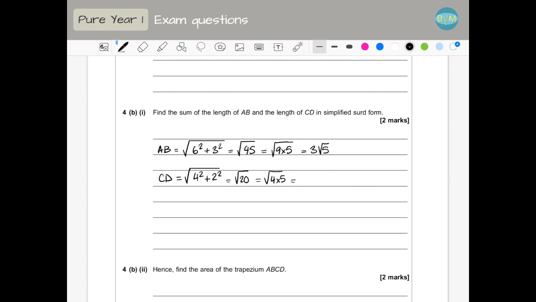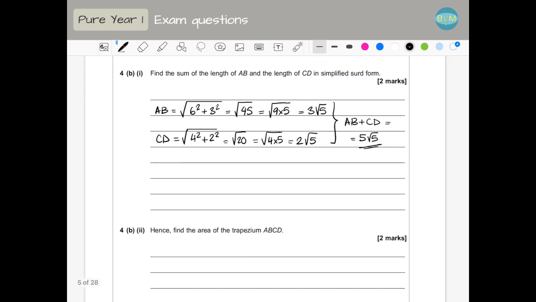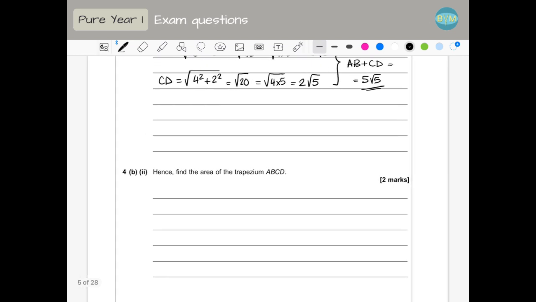It's just to remind you, because sometimes you have to do this with letters, and then you cannot use the calculator. And they asked me the sum. So AB plus CD is 3 root 5 plus 2 root 5, which is 5 root 5. That's the sum. And the last part says, hence, find the area of the trapezium.